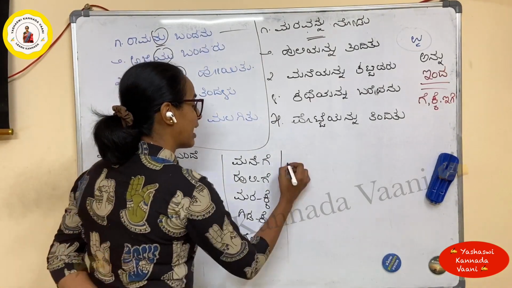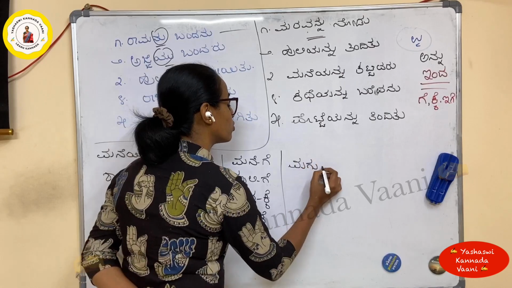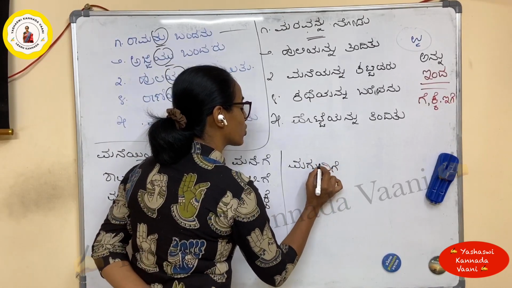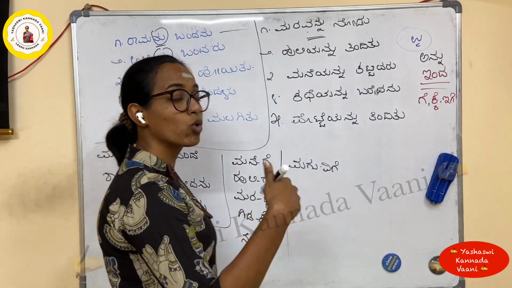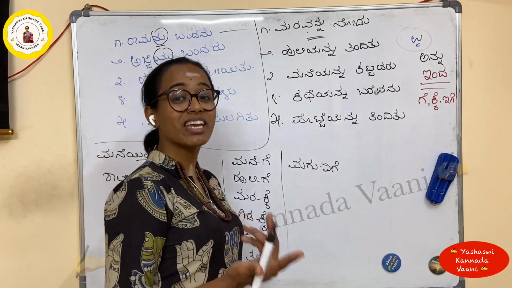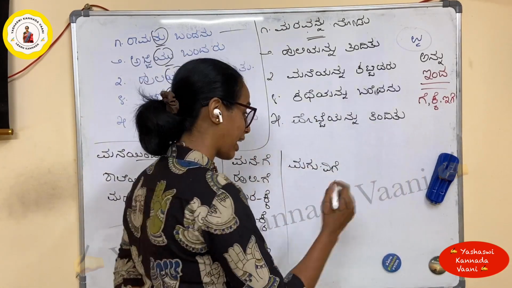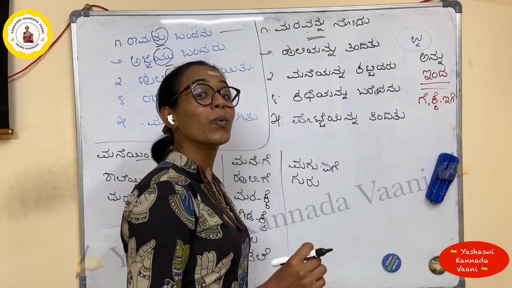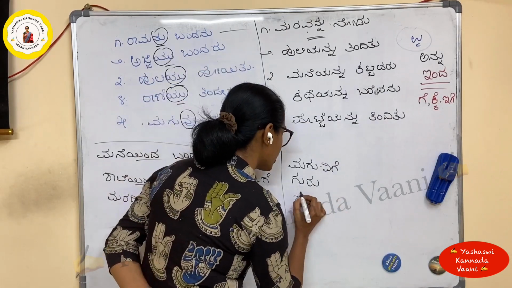If my word ends with the oo sounding, magu, then I have to add ige. Magu, vige. So I can't add ige directly, I have to go through the process of sandhi. When I go through the sandhi process, I'll get vige. Magu plus ige, magu vige. Give me the answer for this. Guru. Shishu.